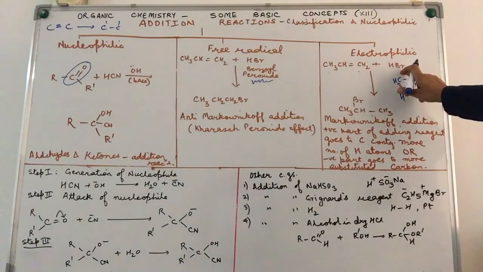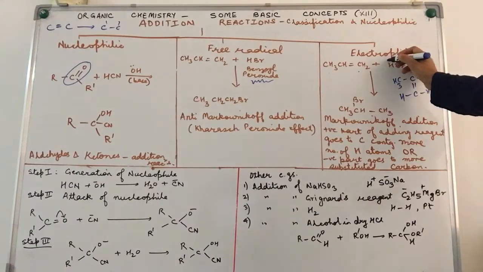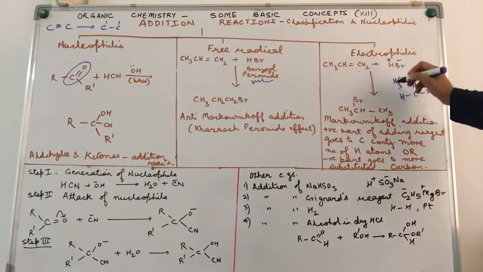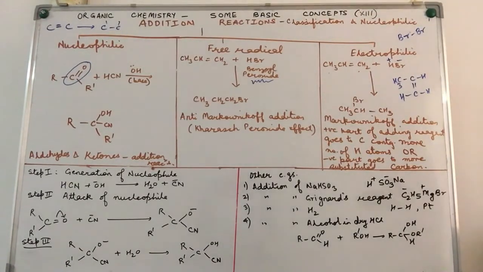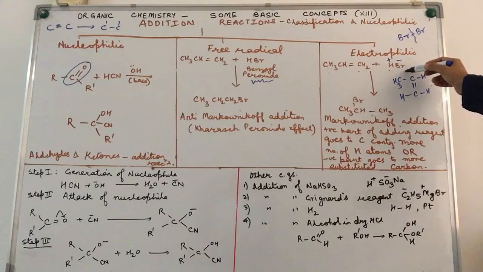You are adding an unsymmetrical reagent. Unsymmetrical, you have H positive, Br negative. If I add only Br, that is bromine molecule, then it's a symmetrical reagent. The two parts are equal. If you recall the line of symmetry that you do in mathematics. So here, this is unsymmetrical, this is unsymmetrical.